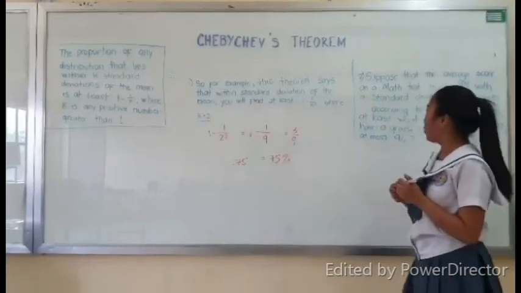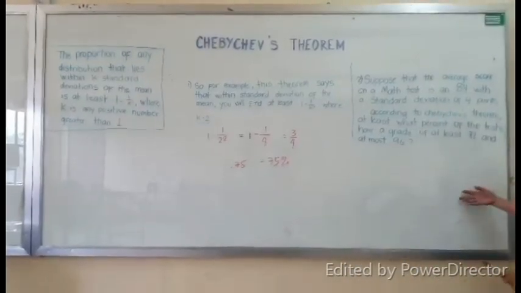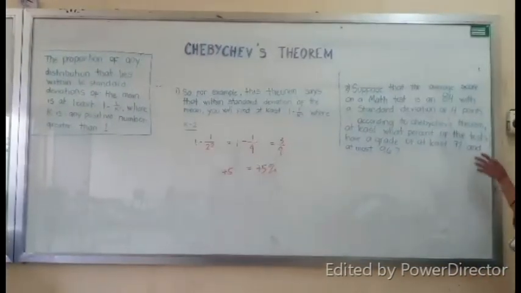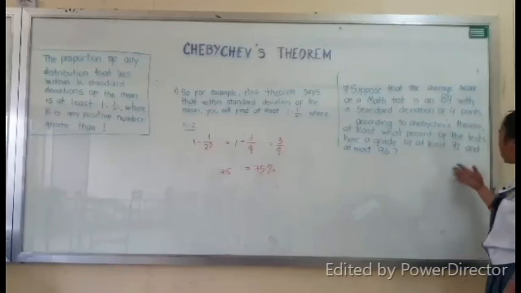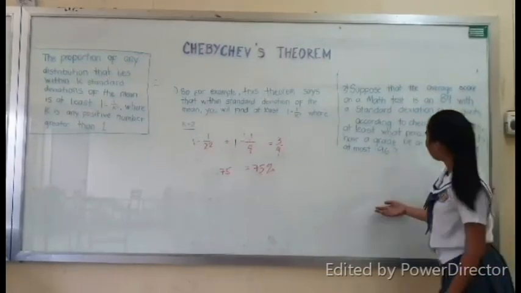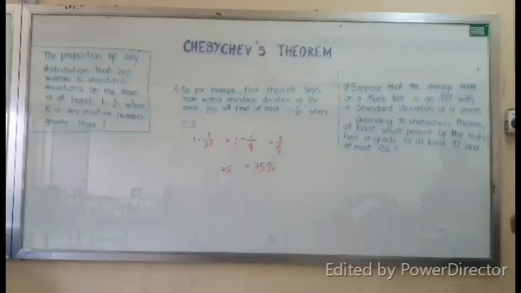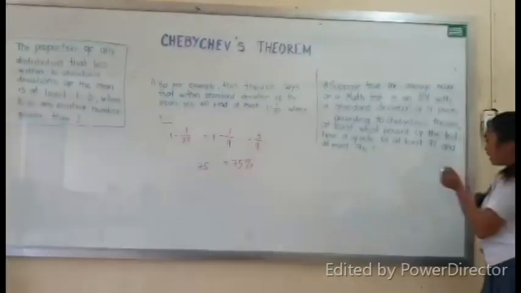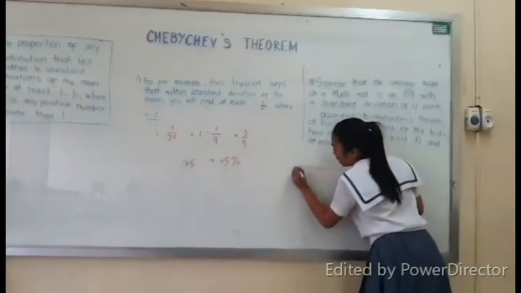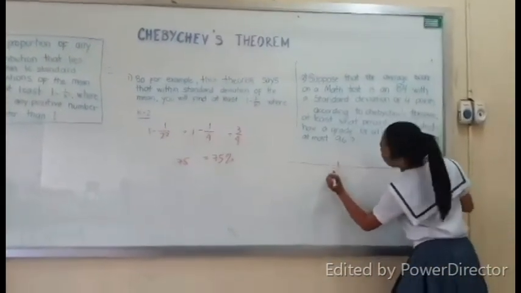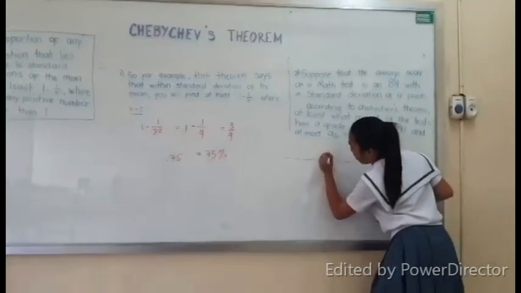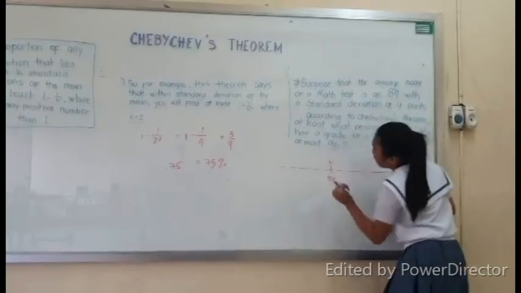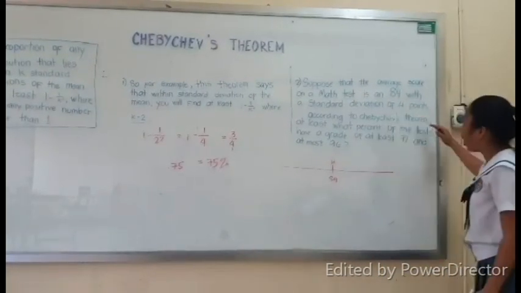Another example. Suppose that the average score on a math test is 84 with a standard deviation of 4 points. According to Chebyshev's theorem, at least some percentage of the test takers have a grade of at least 72 and at most 96. So the average, or the mean, is equal to 84, and our standard deviation is 4 points.